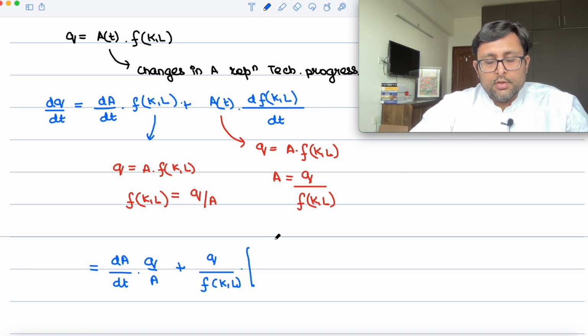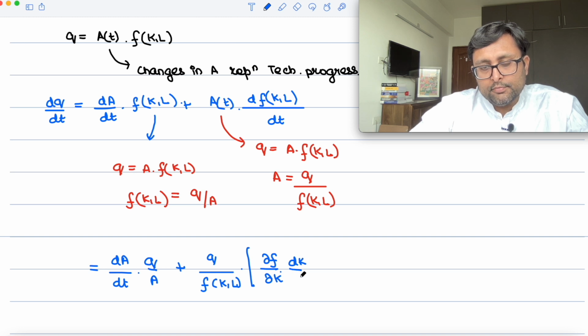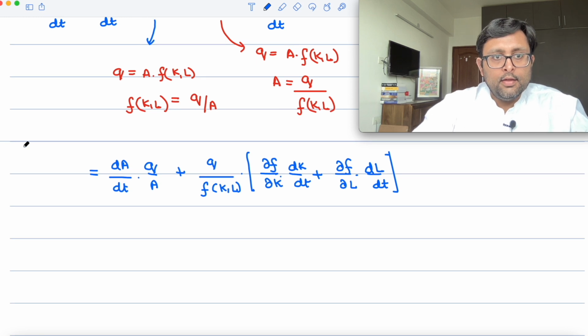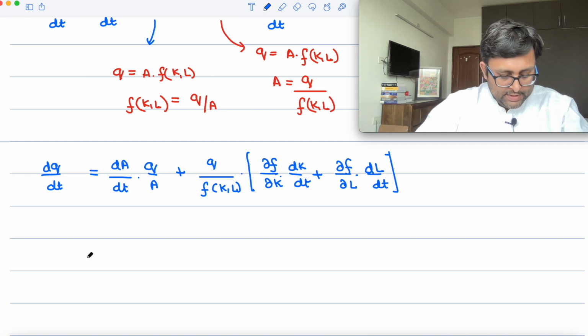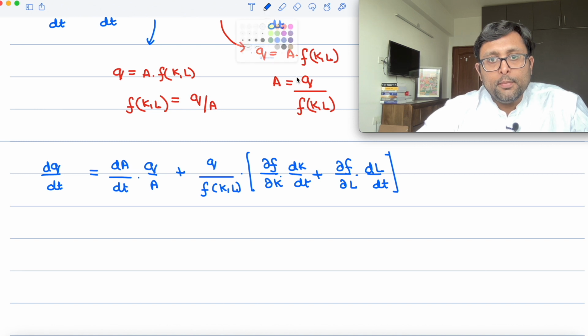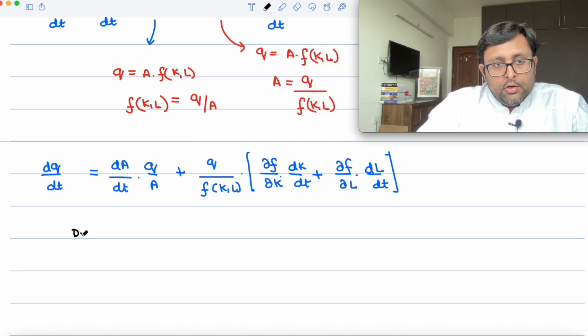So how do you do this? It will be del f by del K into dK by dt plus del f by del L into dL by dt. All of this is dq by dt. Now I can divide throughout by Q.